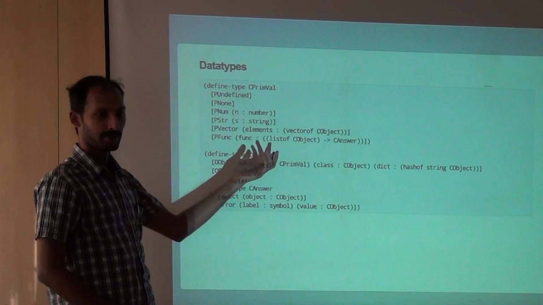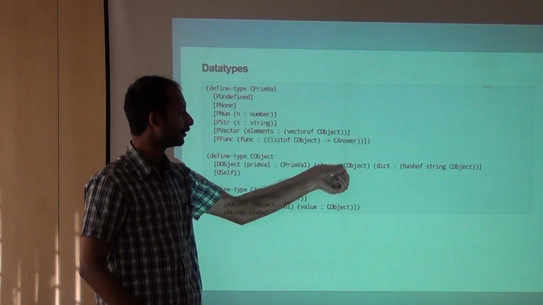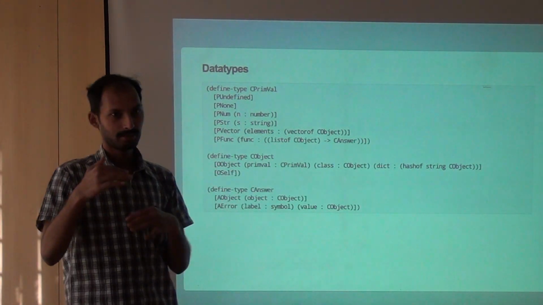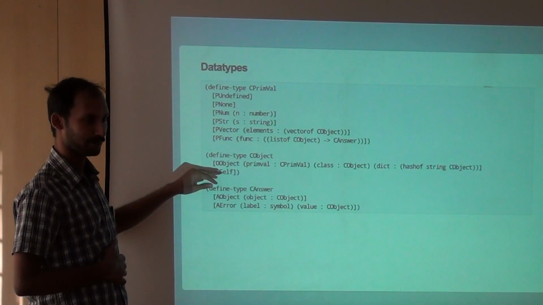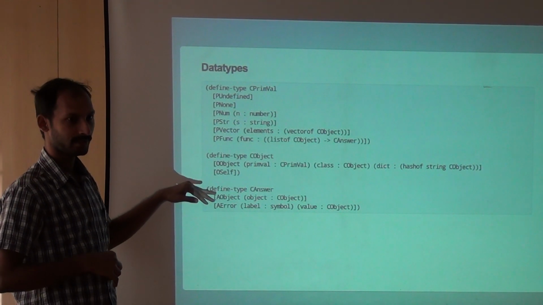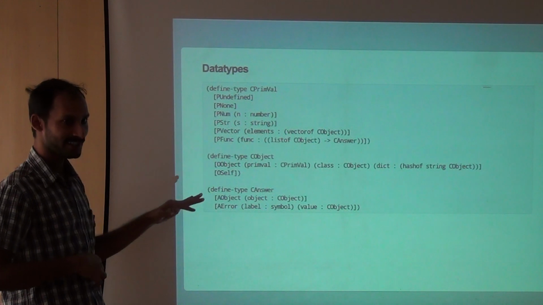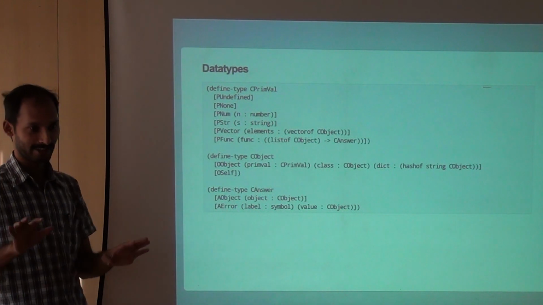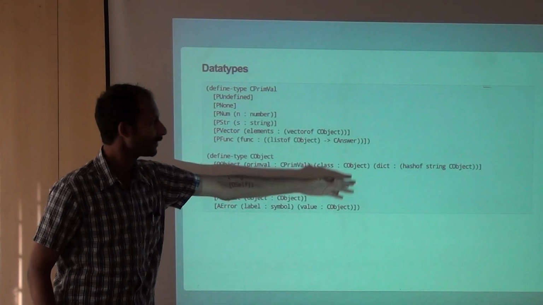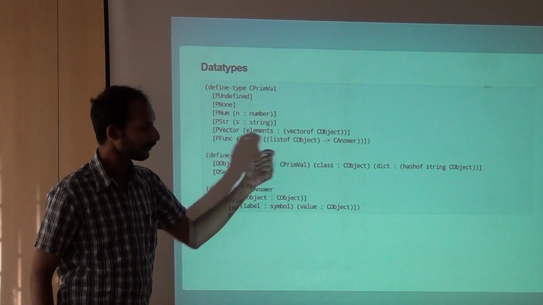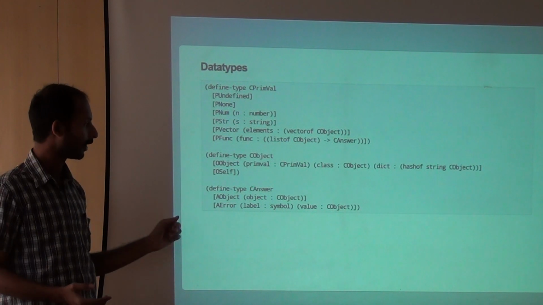What's an object? An object has a primitive value, a class, and a dictionary of key value pairs. That's how I define an object. You simplified the definition of an object. Yes, the core language doesn't know anything about classes, inheritance, or anything. So an object is something which has a primitive value, a class, and key value pairs. And what's an answer?